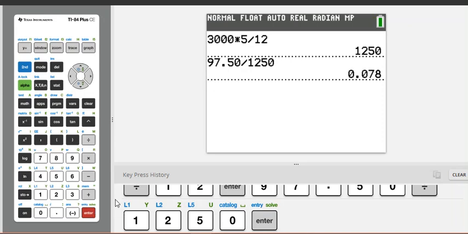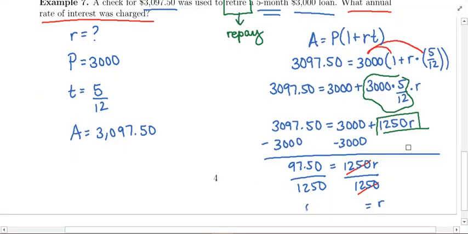Notice this comes out as a decimal. You get 0.078. You are solving for the interest rate, so this makes sense. Remember, working in the formula, the interest rate is a decimal. But as an answer, and it even said this in the directions, you need to express this as a percent. So we're done.